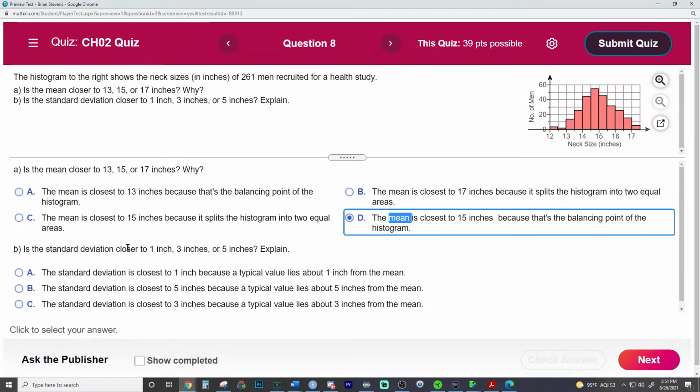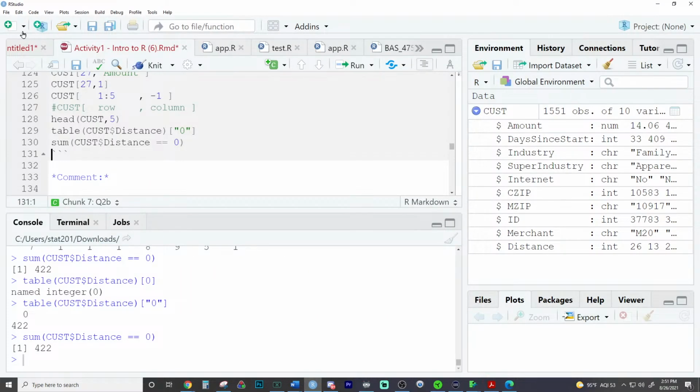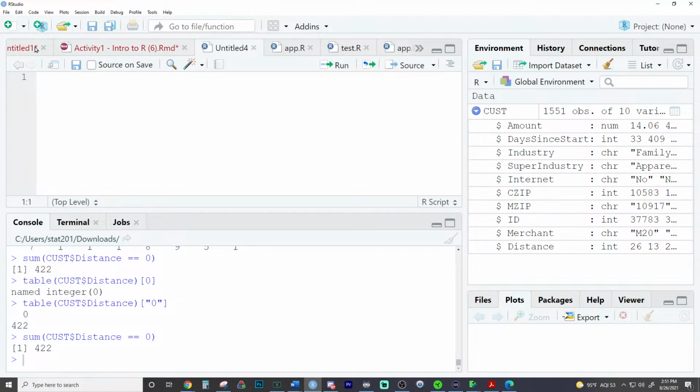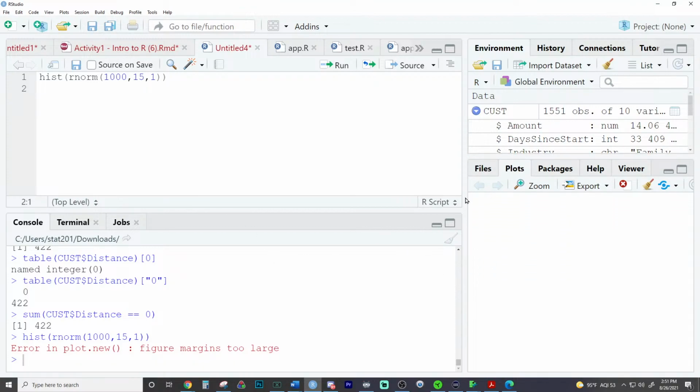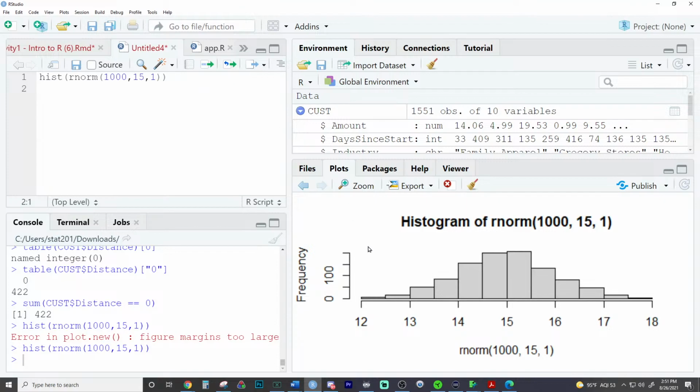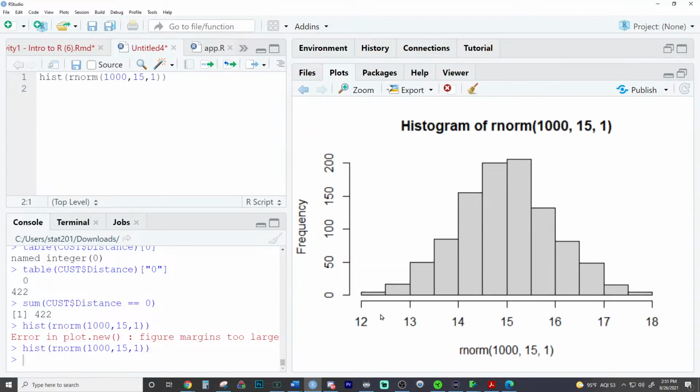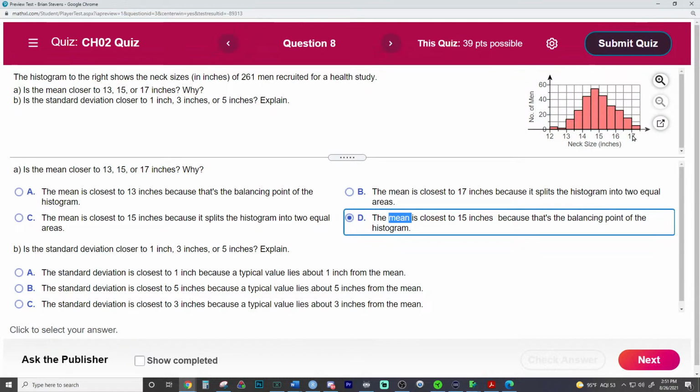Now, the hard question a lot of times down here is the standard deviation. But I want you to check this out. I can basically remake this right here. Watch. I'm going to go here into R and remake this for you by going to histogram of random normal numbers. I'm going to make 1,000 random normal numbers with a mean of 15 and a standard deviation of 1. Oh, we have to make the figure margin a little wider. And I'll explain how I knew this. And look, it looks very close to what you see on the screen. What I've created down here looks a lot like, from 12 to 18, what you see currently here.